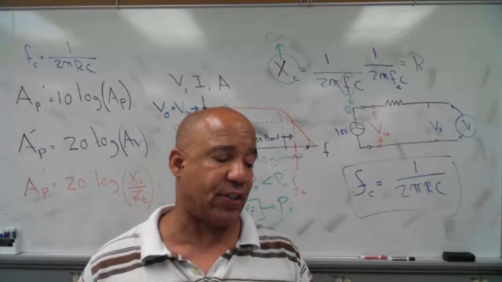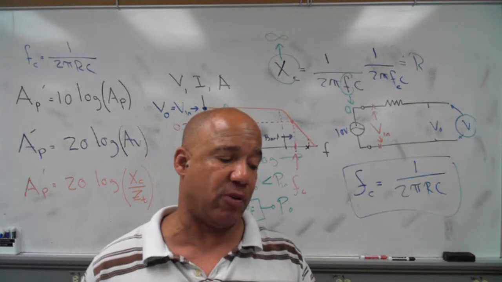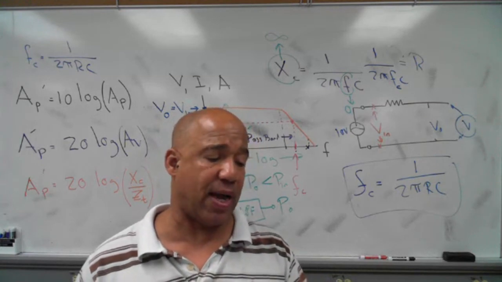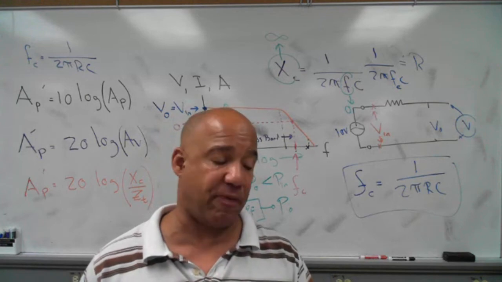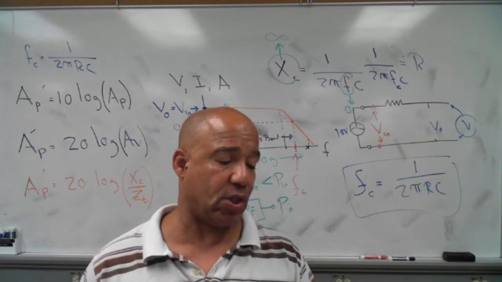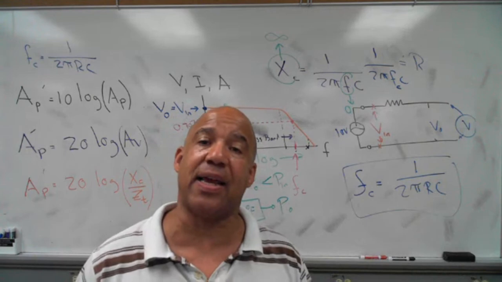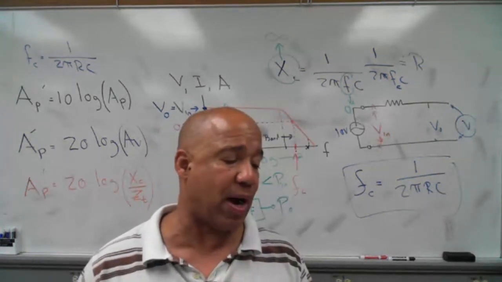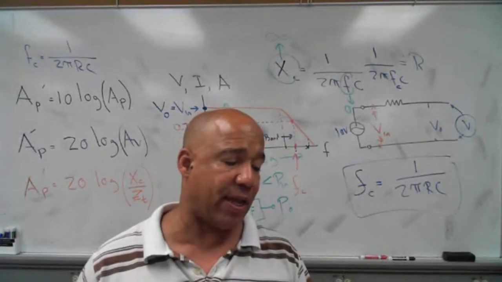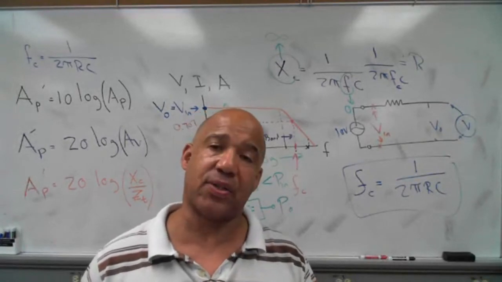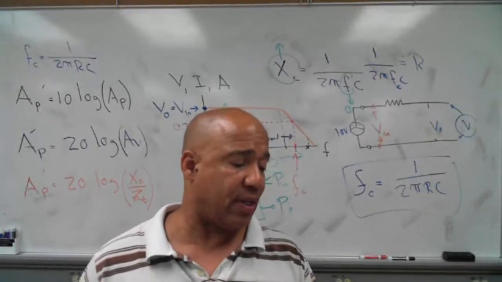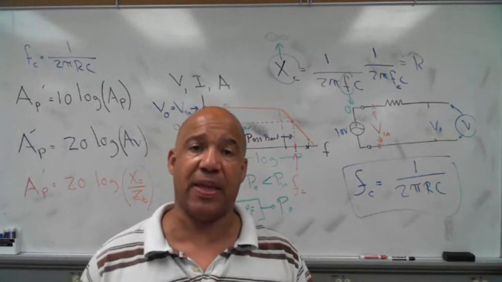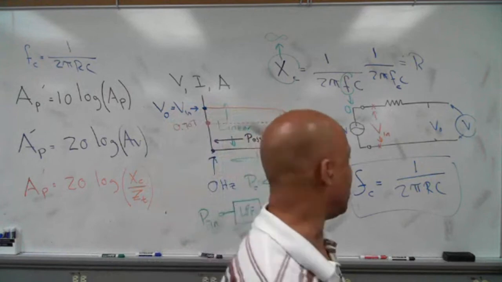Problem number 1 says a certain amplifier has an input of 1 watt and an output of 100 watts. They want you to find the gain of the amplifier. I want the regular gain and I want the decibel gain. So if the input power is 1 watt and the output power is 100 watts, what is the regular gain and the decibel gain of the amplifier? So go ahead and see if you can do that.